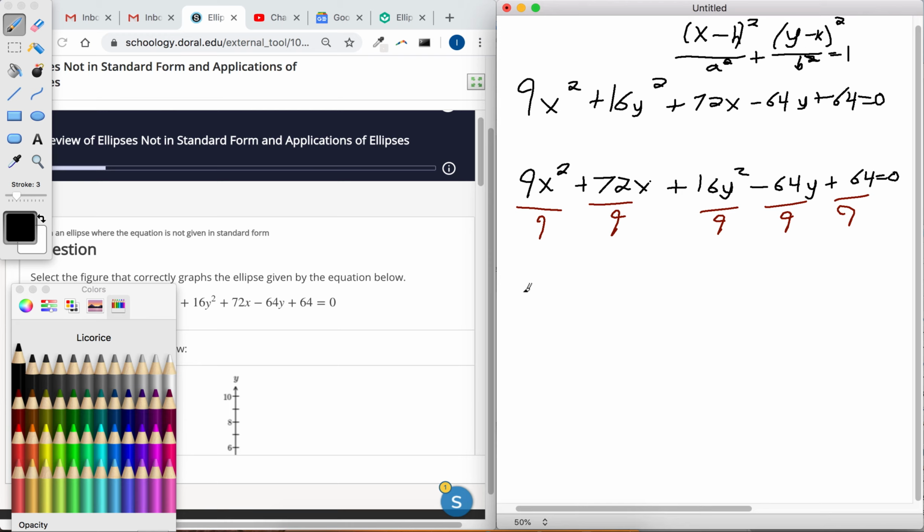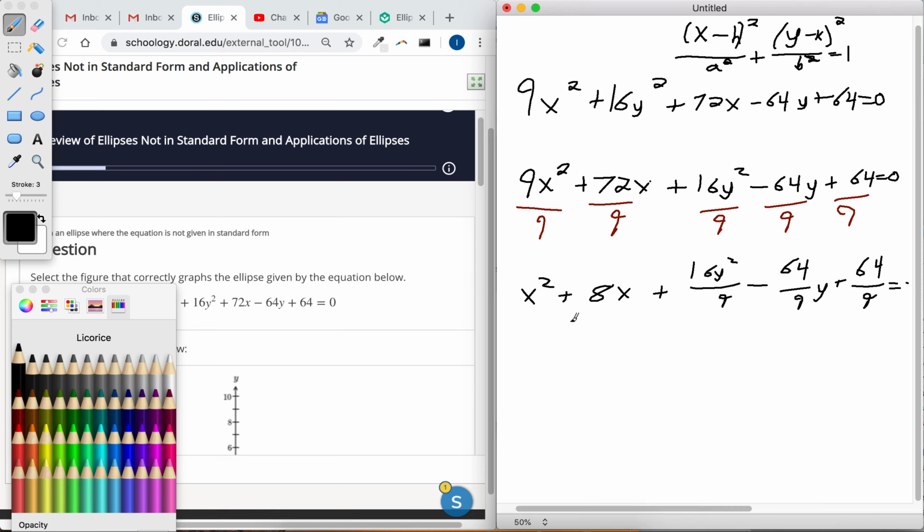So we got x squared plus 9 fifths into 72, 8 times. I should know that a little quicker probably. We got 16y squared over 9. Nothing we can really do there. We got 64 over 9 y plus 64 over 9 equals 0.